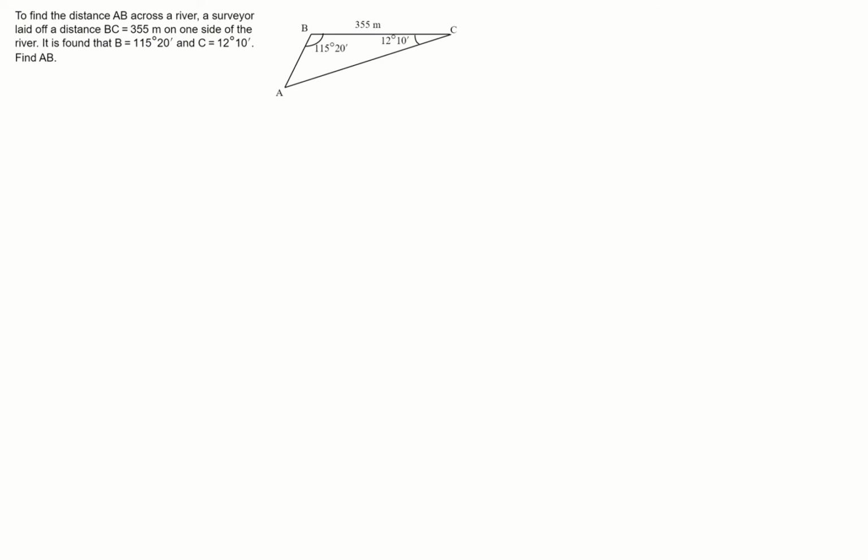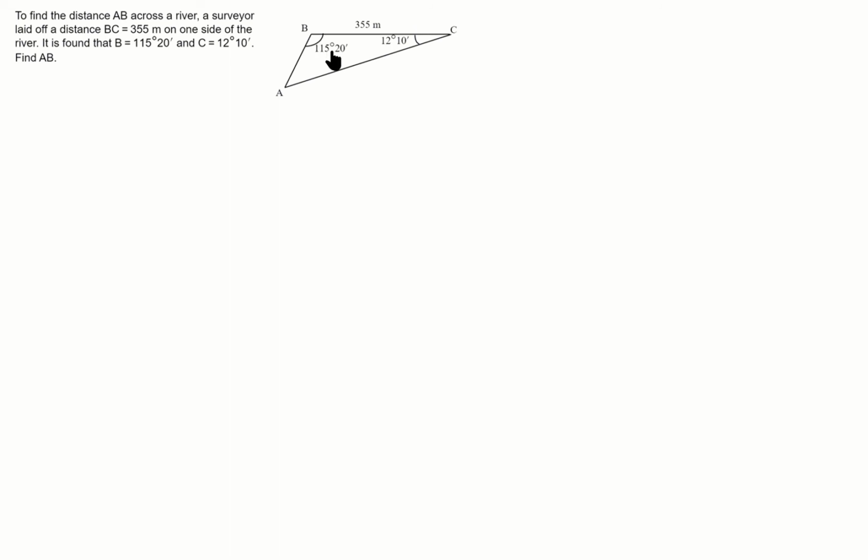Hello everyone. In this video we're going to look at a problem that a surveyor has run into in the course of doing his work, and basically the surveyor has found that this distance here is 355 meters. Standing here, the surveyor is trying to find this distance AB across a river.